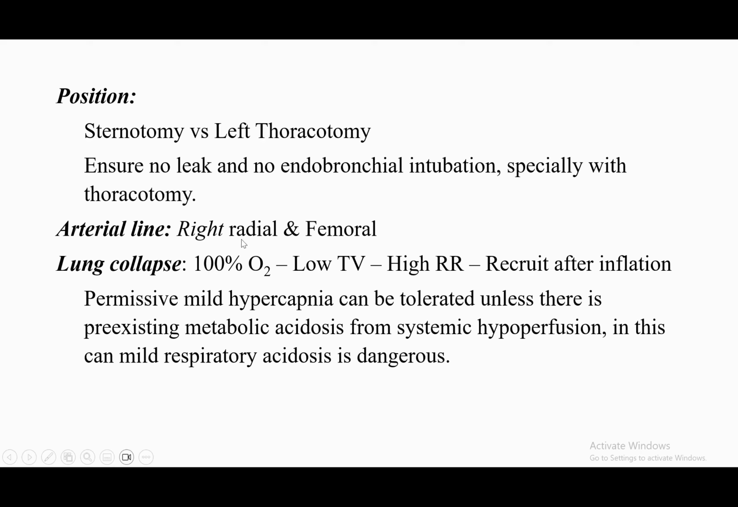Arterial line in the right radial and the femoral artery. So we should put the radial artery preductal and away from the duct, in the right radial artery, and another one postductal to measure the difference in pressure.